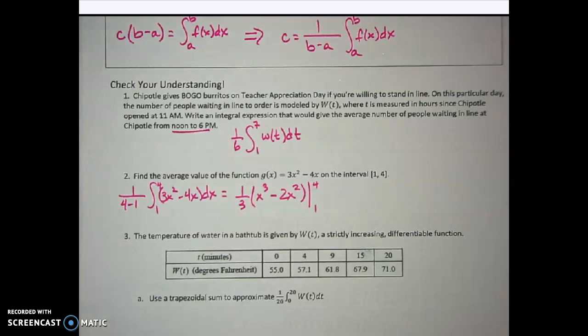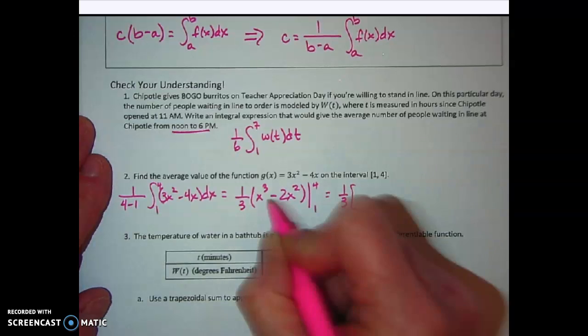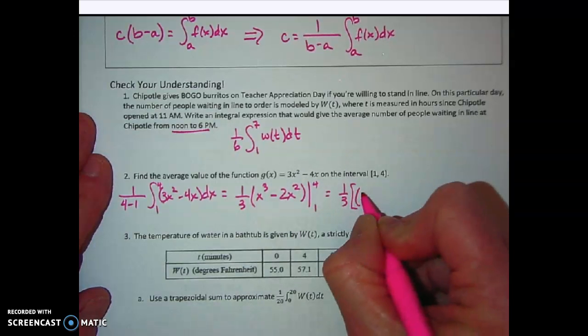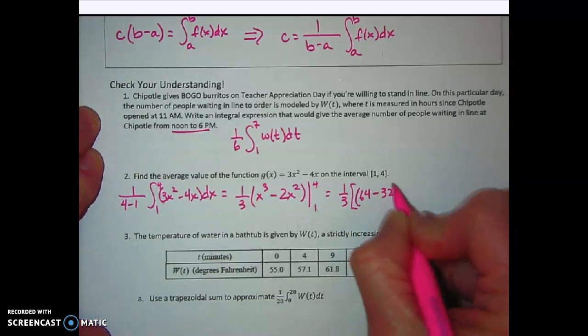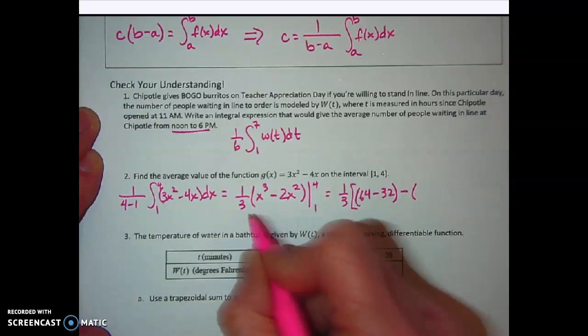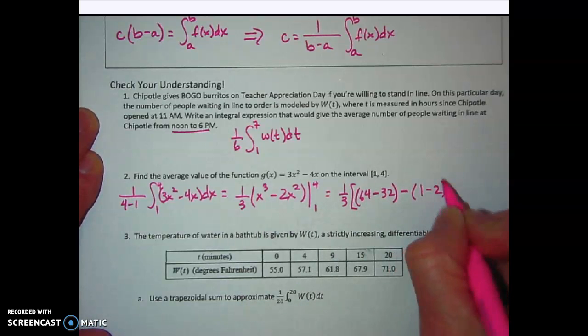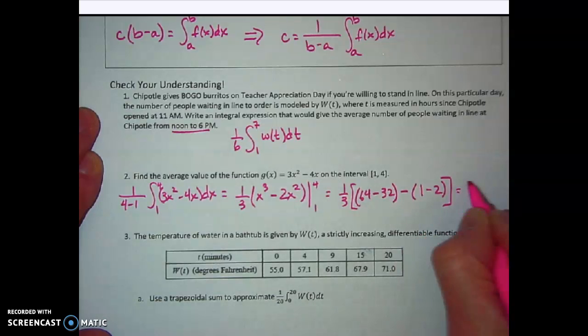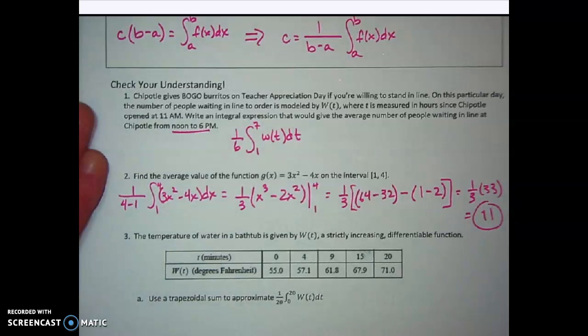I'd like you to pause the video and see if you can find that average value. So 1/3, plugging in the 4, I'm going to have 64 minus 32, minus, plugging in the 1, I'm going to have 1 minus 2. Doing the math, I get 1/3 times 33. So my average value is 11.